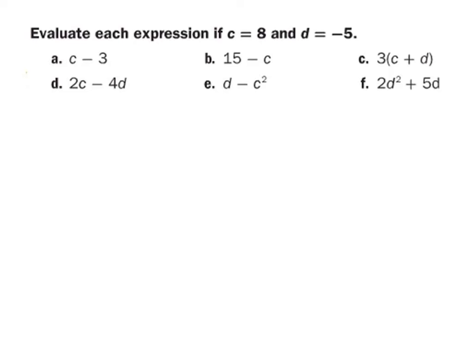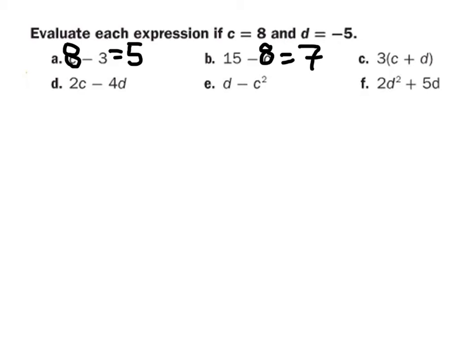Alright, let's look at A. Here, what is the value of C? Caden? 5. It's 8. Oh, sorry. So it's just 8 minus 3, right? Which is 5. That's very good. Well, again, what is the value of C? It's 8. So it's just 15 minus 8 is 7. All right, Cassie's going to do C. All right, good luck.